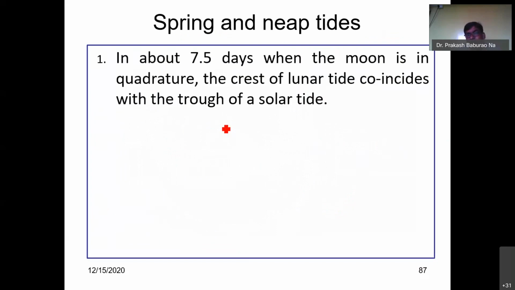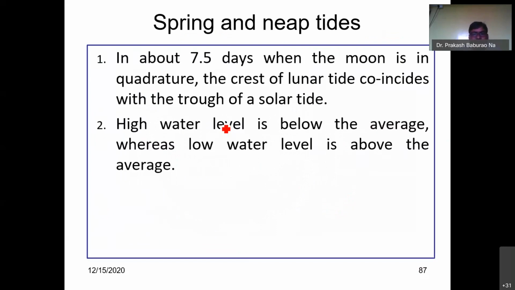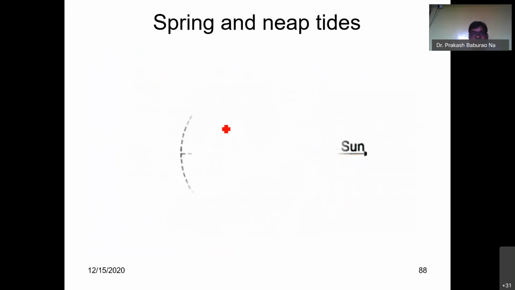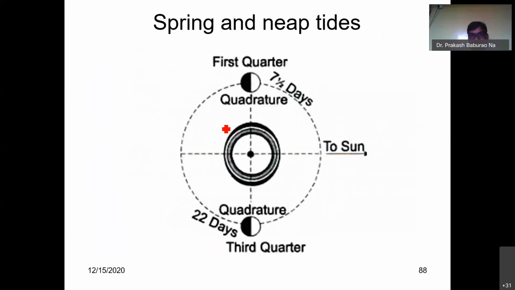So about 7.5 days later, when the moon is in quadrature, the crest of the lunar tide coincides with the trough of the solar tide. High water level is below the average, whereas the low water level is above the average. Such a tide is known as the neap tide, at the first quarter; likewise the same location in the third quarter. In the first quarter, you have to observe it at quadrature.